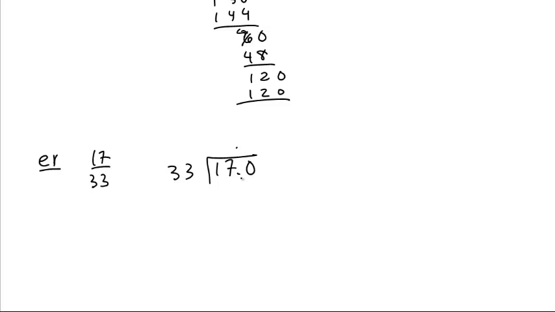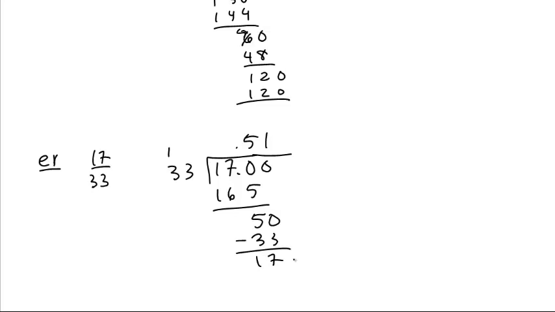Let's see, 30 goes into that 5 times. 3 times 5 is 15, 15, 16, 165. We have a remainder of 5. Great. We add a 0, 50. 33 goes into 50 one time, 33, and this is 17.